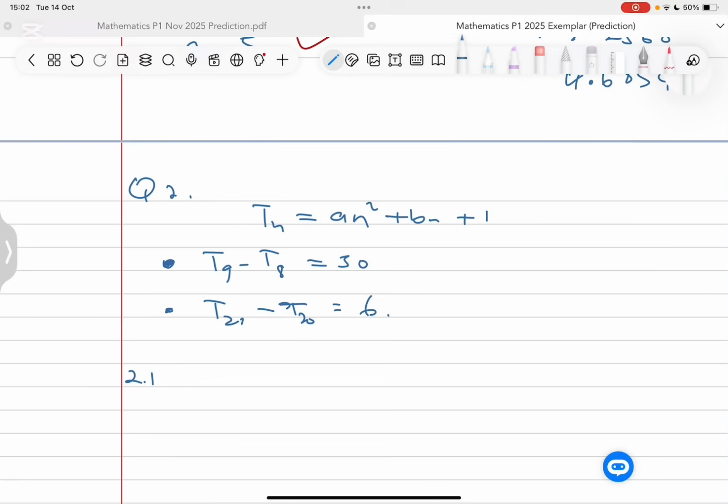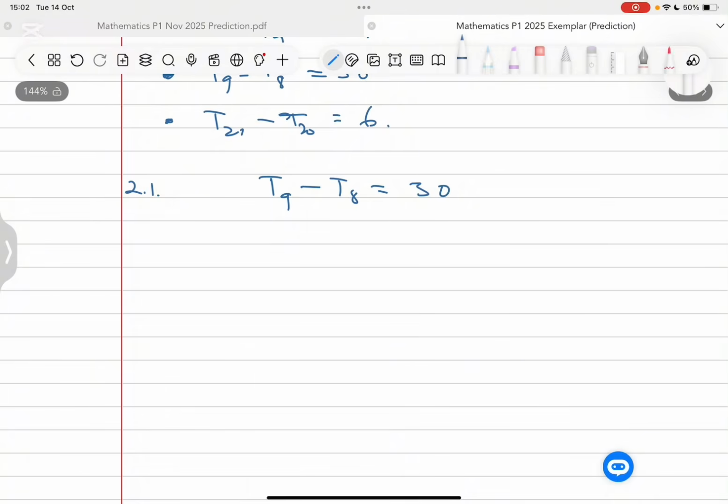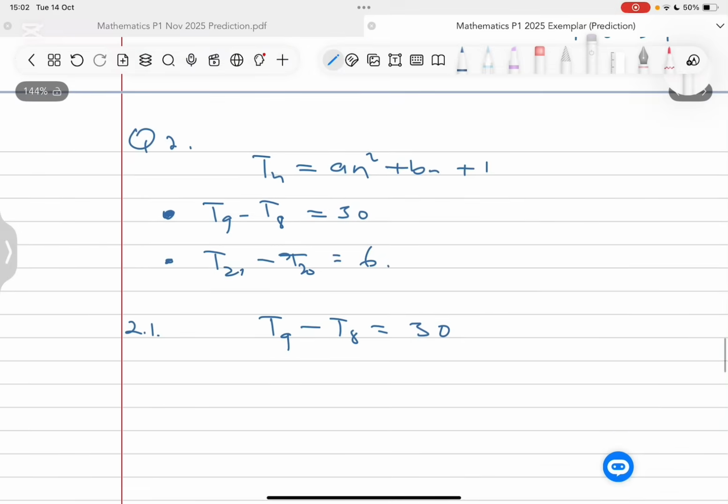So under 2.1, I'm going to say that if I take what I'm given, T9 minus T8, and I say it is equal to 30, the difference between 2 successive terms. Now, what I'm going to do is use the formula that I have here and put a 9 here and a 9 there, and subtract that from the same formula, but I put an 8 here and an 8 there, so that I get a first equation.